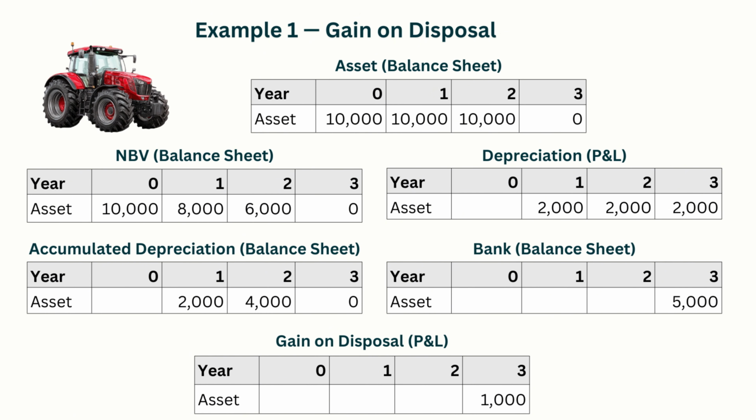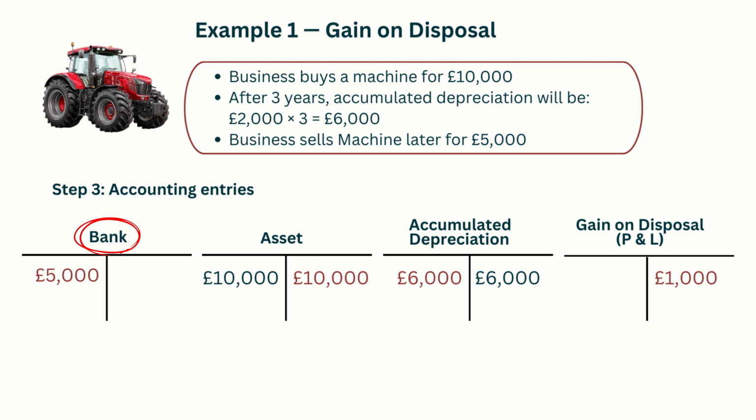Now let's record the actual double entries at the point we sell the asset. First, look at the bank account. The business sells the machine and receives £5,000 in cash, so we debit the bank account with £5,000. This shows the increase in cash. Next, look at the asset account. The machine was originally recorded at a cost of £10,000. When the asset is sold, it must be removed from the books at cost, so we credit the asset account with £10,000. This removes the asset completely from the balance sheet at cost.